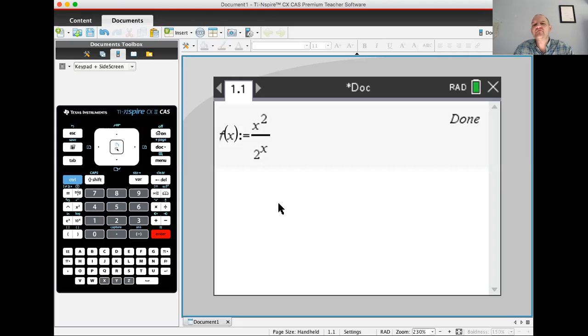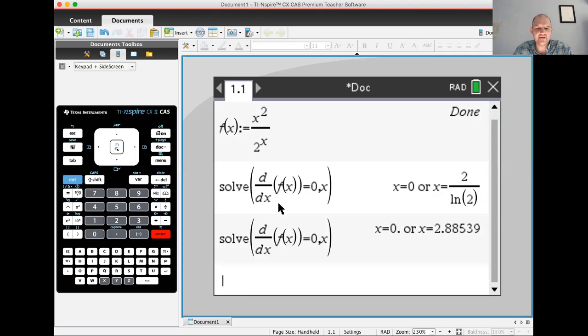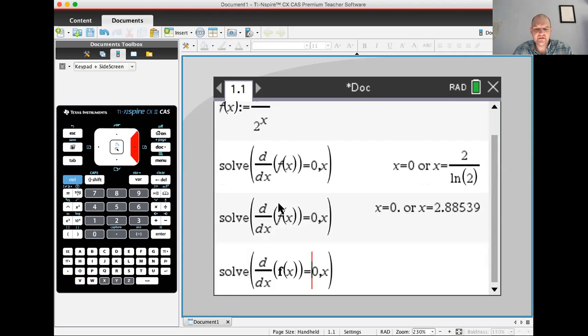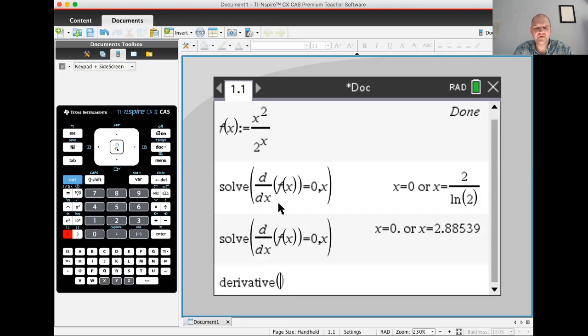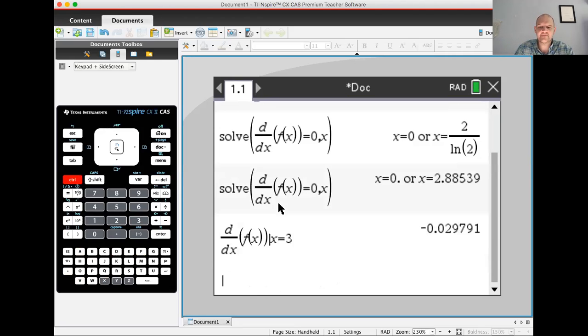For example, we know eventually this is going to decrease because the limit is 0, because a polynomial grows much more slowly than an exponential. So if I try to solve the derivative of f of x with respect to x equal to 0 for x, let's see what we get. That's not what I wanted. I just want to check the derivative of f of x at x equals 3. I need this to be negative, which will tell me that the function is decreasing. And it is, it's barely negative, but it is negative.